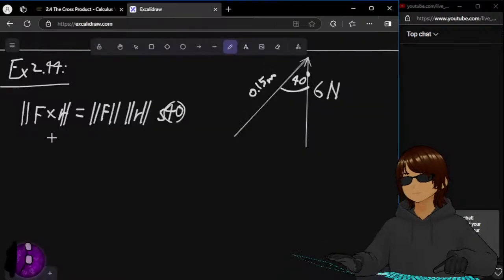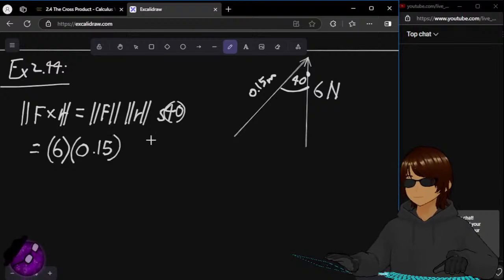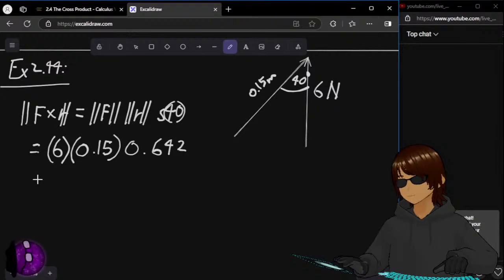Anyways, so 6 times 0.15 and then sine 40, 0.642. This gives 0.579 newton meter.